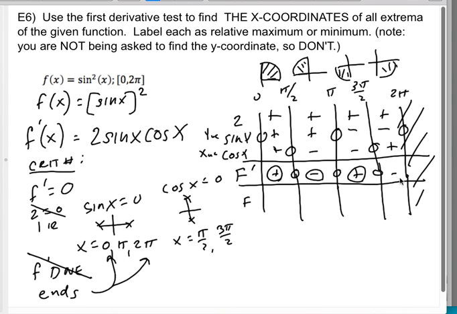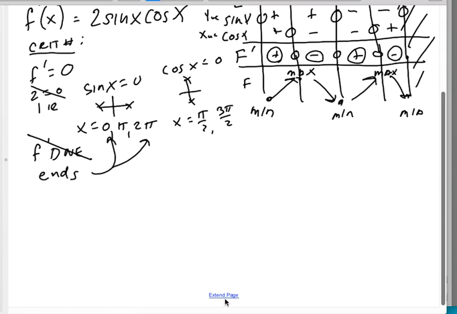So f prime is going to net positive, negative, positive, negative, right? So f is going up, down, which means that I have mins at 0, pi, and 2 pi, and I have max values at pi over 2 and 3 pi over 2. So my job is just to find out whether there's mins or maxes that are bigger or smaller. So the mins are at 0.